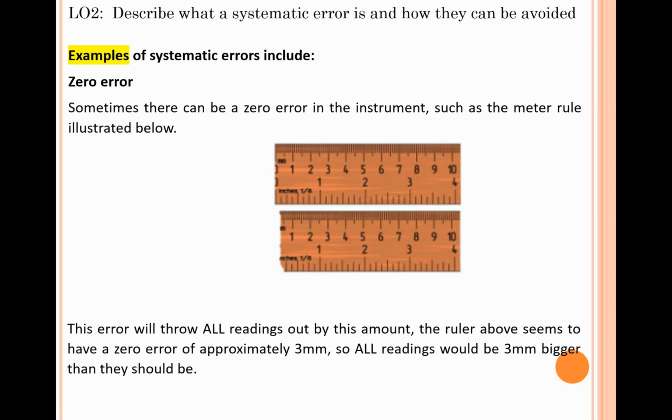Now this error will basically, if you're using this lower ruler, that zero error will throw off all your readings by that particular amount. And if you look closely, it seems like this lower ruler has got a zero error of approximately 3 millimeters. And so all readings you take using this ruler will in fact be 3 millimeters bigger than they really should be. So again, if you just want to pause the screen, take down the notes, or perhaps just a wee quick sketch of the ruler at the bottom with the zero error built in there.